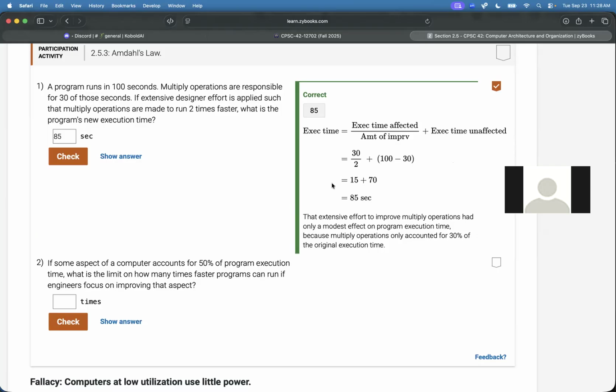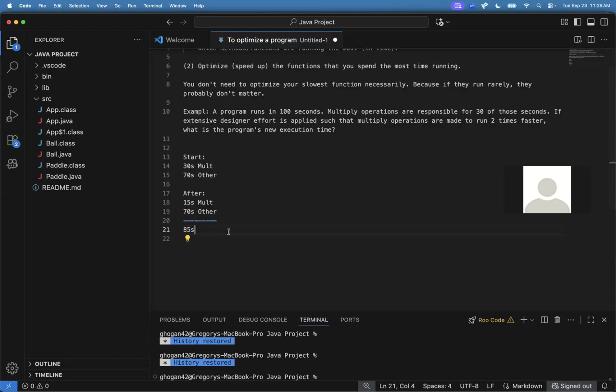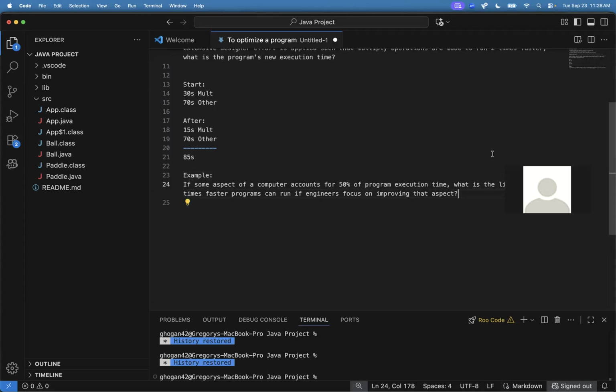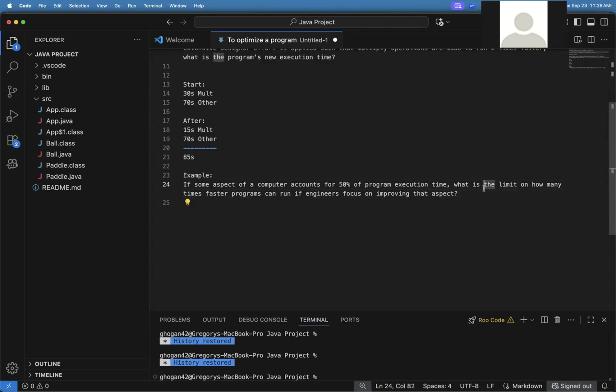So here's another question. I mean, we can just click the button, of course. But if some stuff's always in the way. If some aspect of a computer accounts for 50% of a program's execution time, what is the limit on how many times faster the program can run if the engineers focus on improving that aspect?